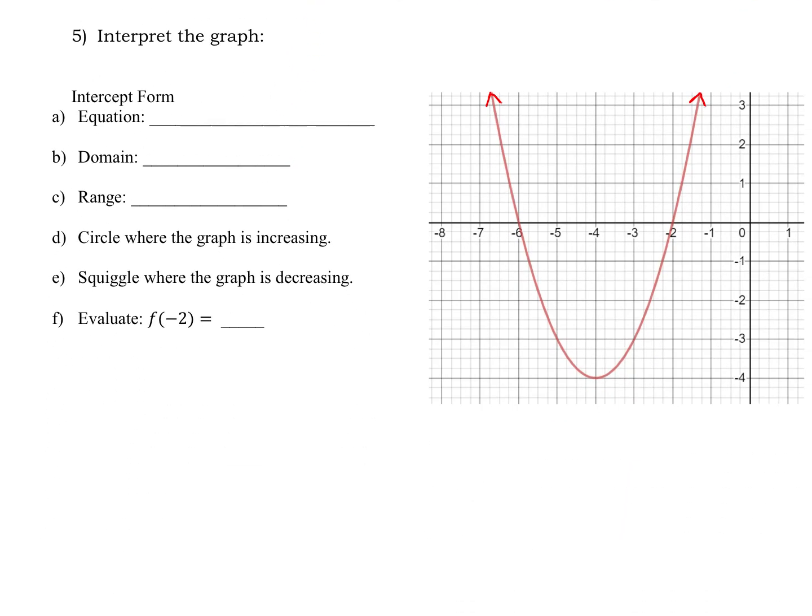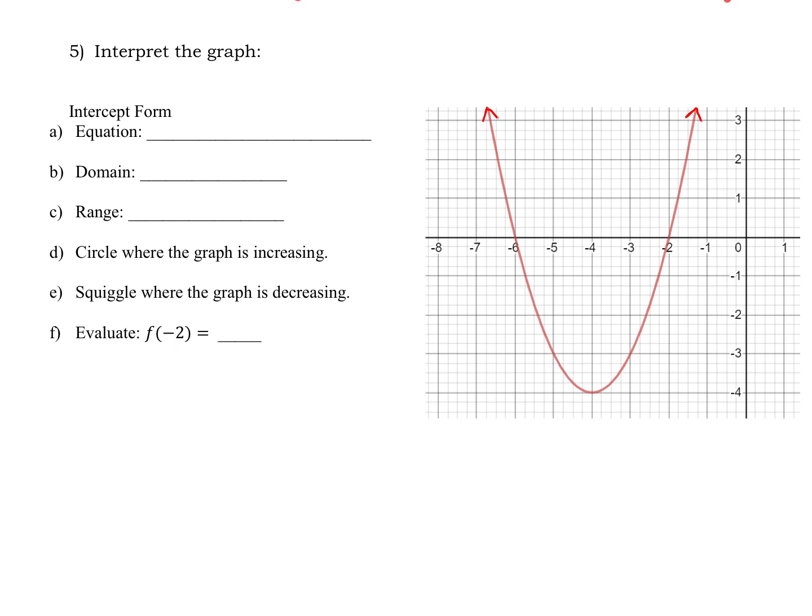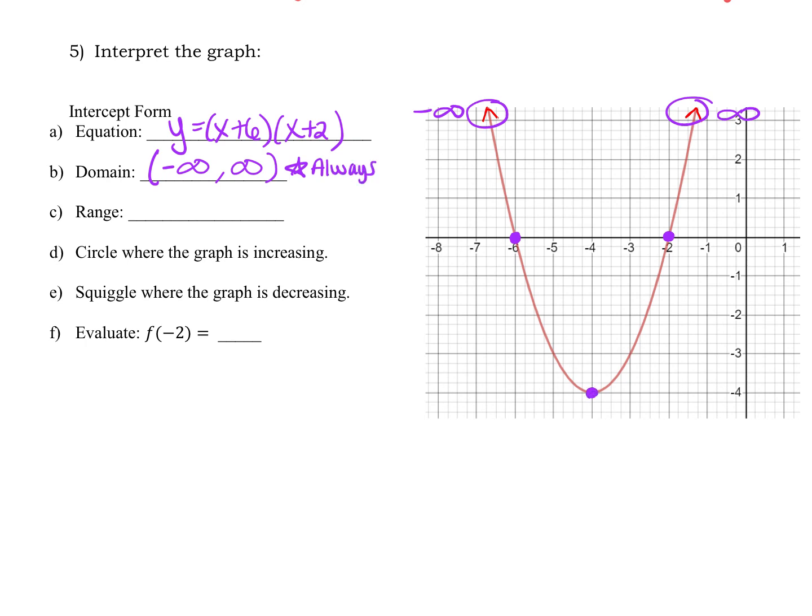All right, now let's do some interpreting. So they want us to write the equation in intercept form. So I can see that my x-intercepts are at negative 6 and negative 2. So that means my intercept form would be x plus 6, x plus 2, because again, it's always opposite. The domain would be negative infinity to infinity, because this arrow is pointing left to negative infinity. This arrow is pointing right to positive infinity, excuse me. Again, this is always true for parabolas. My range starts at negative 4, so it'd be negative 4 to infinity.